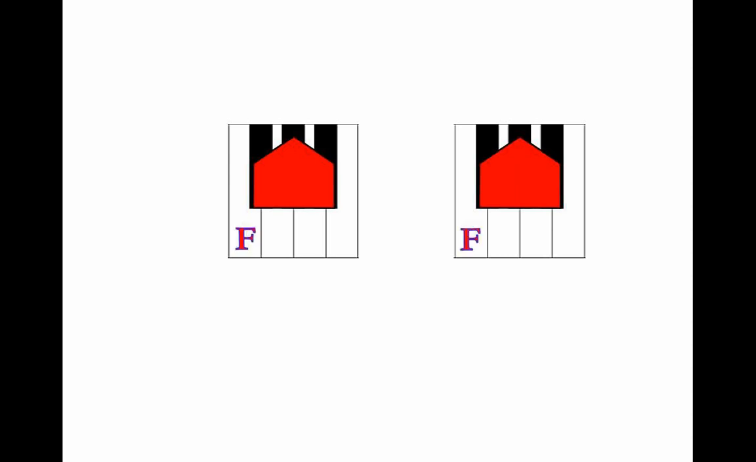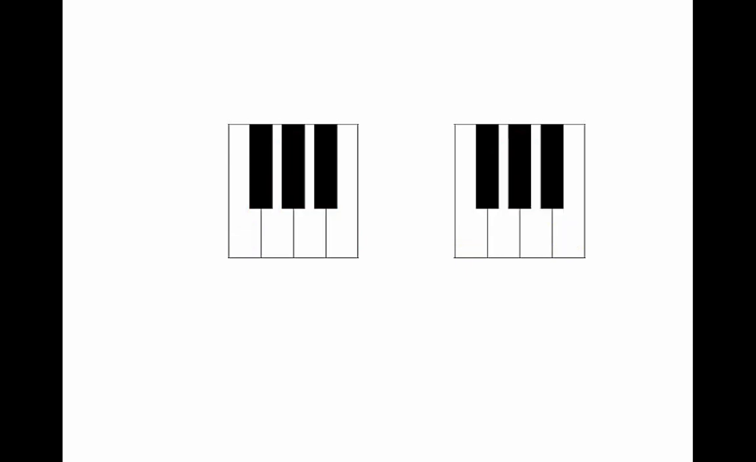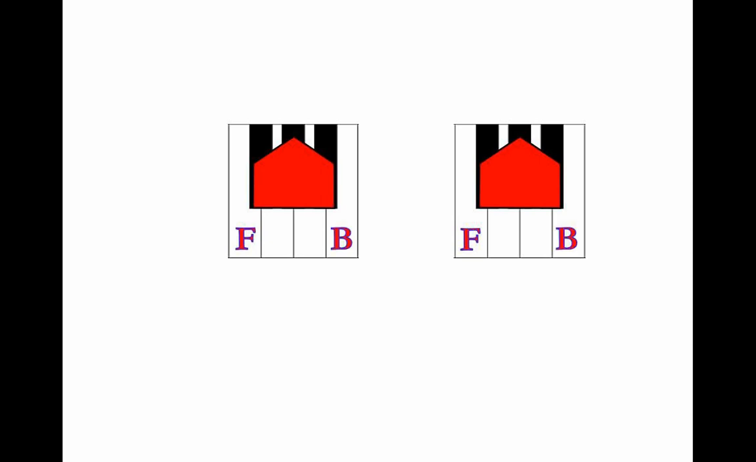Well, every house has a front door and a back door. So the front door is F, the back door is B. So next to the 3 black keys, you have F to the left and B to the right. Front door, back door. And if you know those, it's pretty easy to fill in the G and the A. Pretty easy. Again, that G-A crossover does take some practice, but not as much as you might think. If you practice regularly, all of this will become pretty easy pretty quickly.